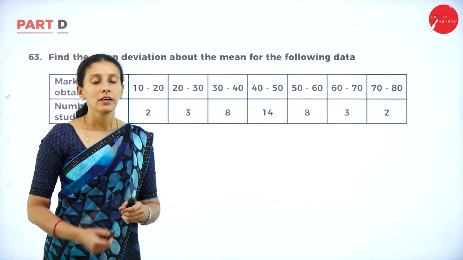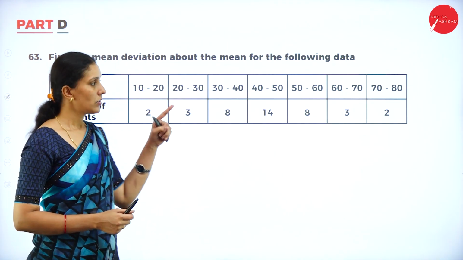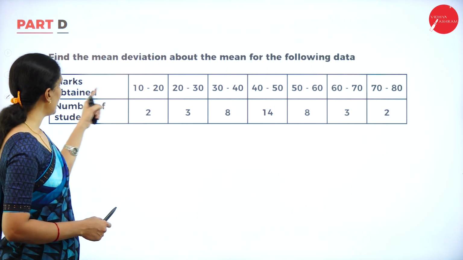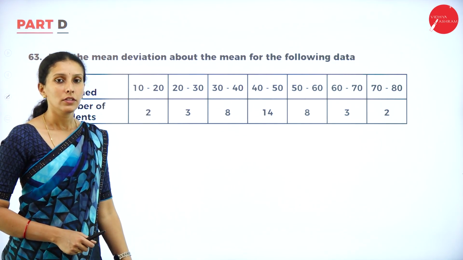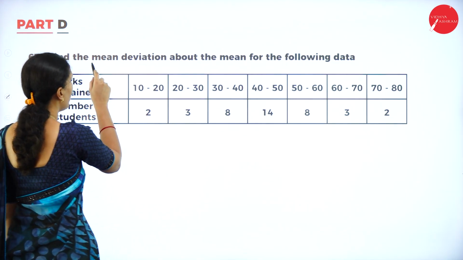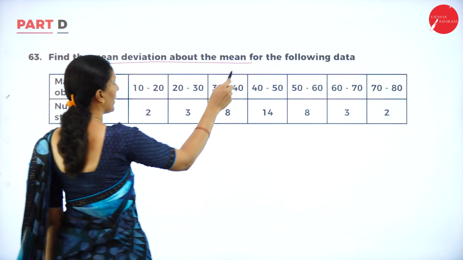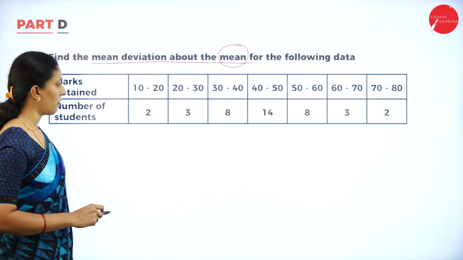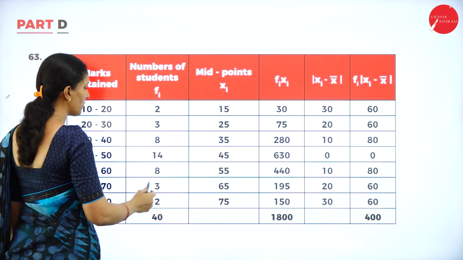Next we have one question to find the mean deviation about mean or median. So here is the question to find the mean deviation about mean. This is the data given: marks obtained by the students and number of students. How will we calculate the mean deviation about mean? The very first step is we need to find the mean. So let us write this in tabular form. This is the marks obtained by the students and this is the number of students.